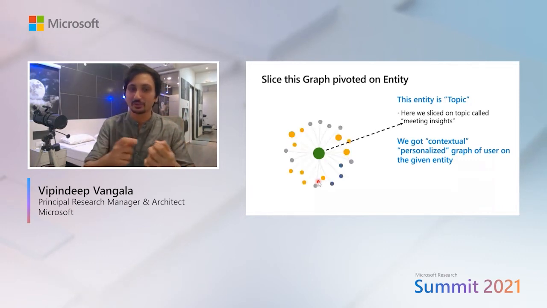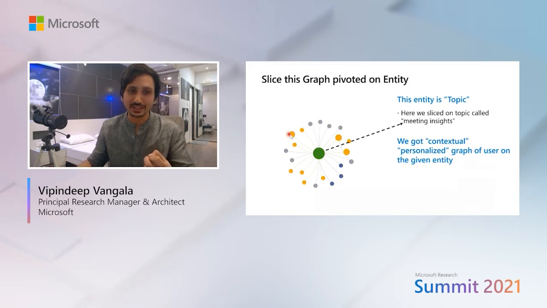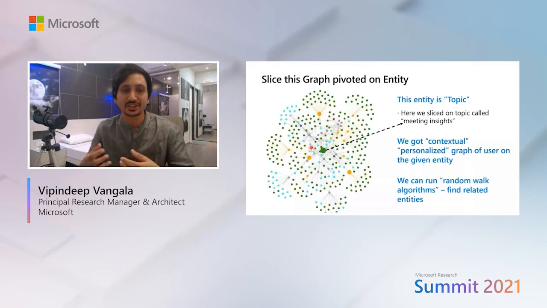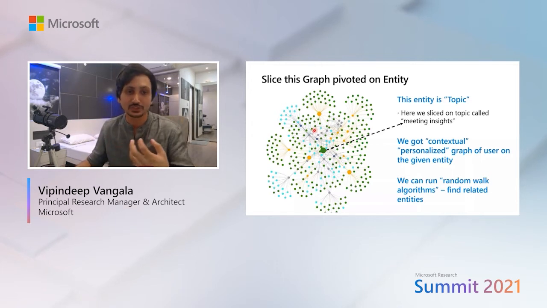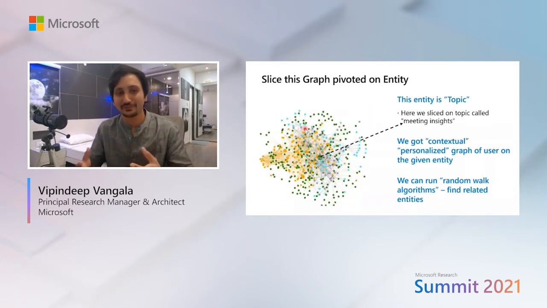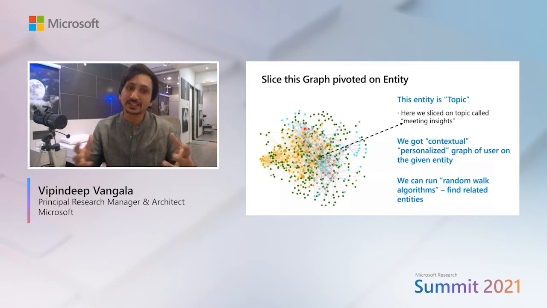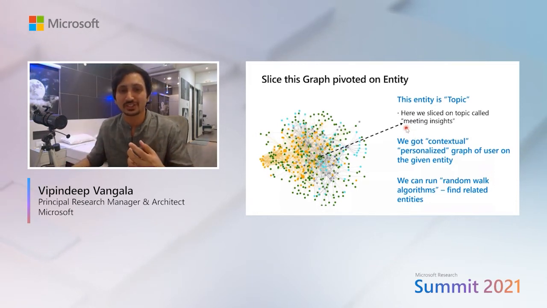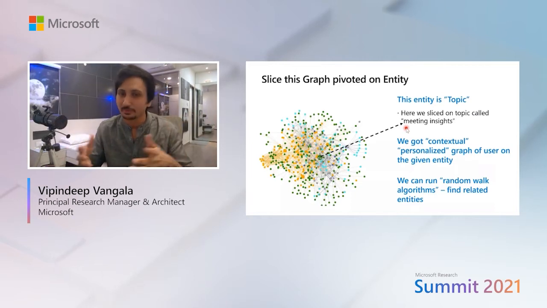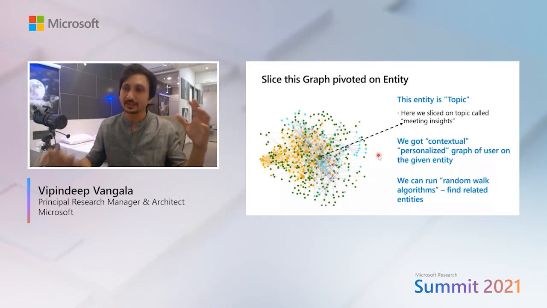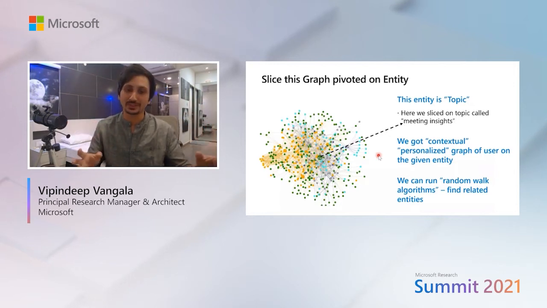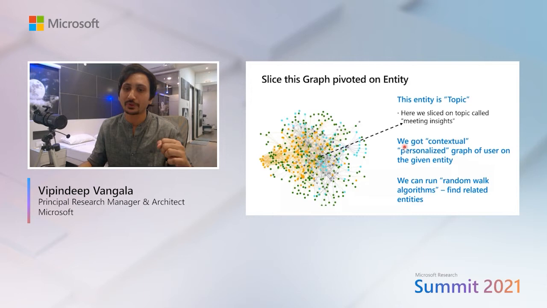Then with the power of the graph, we can do a first level of unwinding. What we get is all the emails, documents, and meetings that have this topic called meeting insights. This is the first level of unwinding. The second level of unwinding gives me more information, like the people that these documents are related to, and so forth. And then if you do a third level of unwinding, the graph explodes and you get all the contextual information centered around the entity of interest, in this case a topic called meeting insights. So what we have seen so far is taking my entire user graph of 100,000 nodes and pivoting or slicing this graph on a topic called meeting insights. This is a contextualized and personalized graph for a user on a given entity.